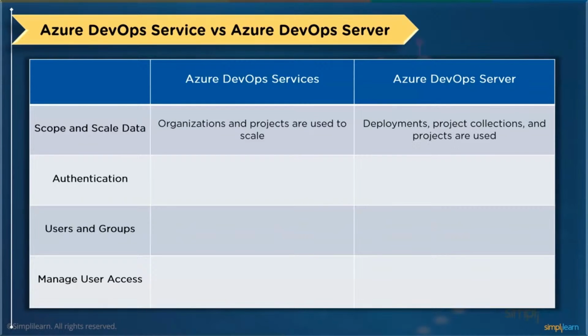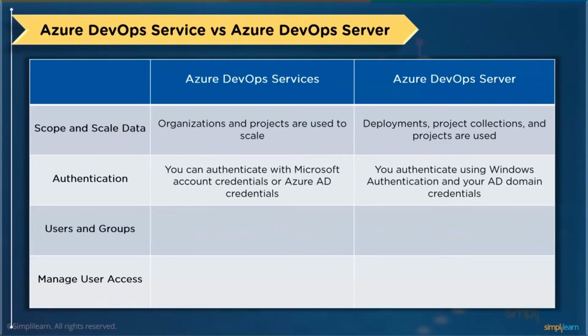So first is scope and scale data. Azure DevOps Services and Azure DevOps Server are slightly different. Organizations and projects are currently the only alternatives for scoping and scaling data. Azure DevOps Services organizations get their own URLs and always have exactly one project collection, whereas deployment, project collection, and projects are the three methods for scoping and scaling data in Azure DevOps Server.